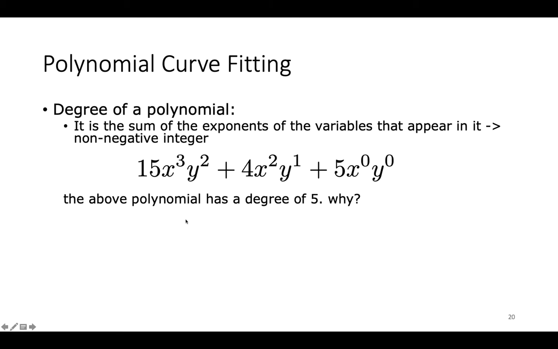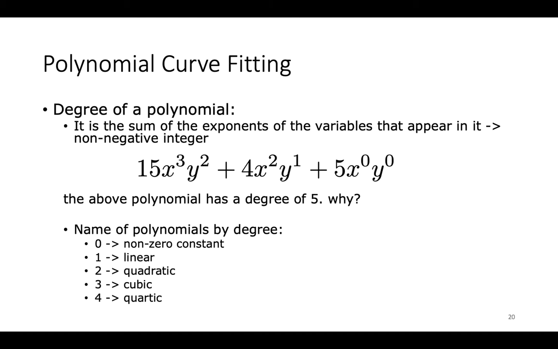So in this case, this formula has a degree of 5. Why? Because the highest non-negative exponent is equal to 5, right? If you have x^3 and x^2 and y^2. So many of those degrees have names.